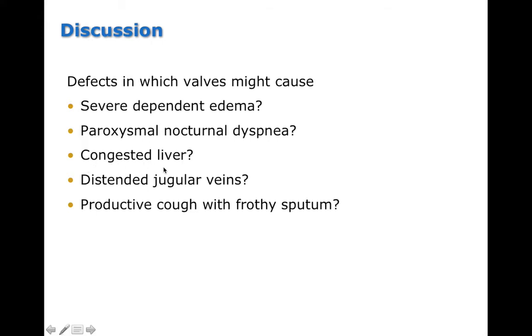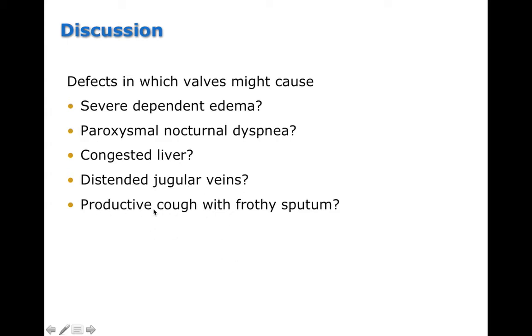And you might wonder too, what valvular problem could cause a congested liver? Well, we talked about how the liver is part of your systemic circulation, and that's going to dump blood into the inferior vena cava, which then drains into the right atrium. So if there's a problem with the right AV valve, like let's say the AV valve is stenotic and there's too much blood backing up into the systemic circulation, that's going to also cause congestion of liver circulation. Same with distended jugular veins.